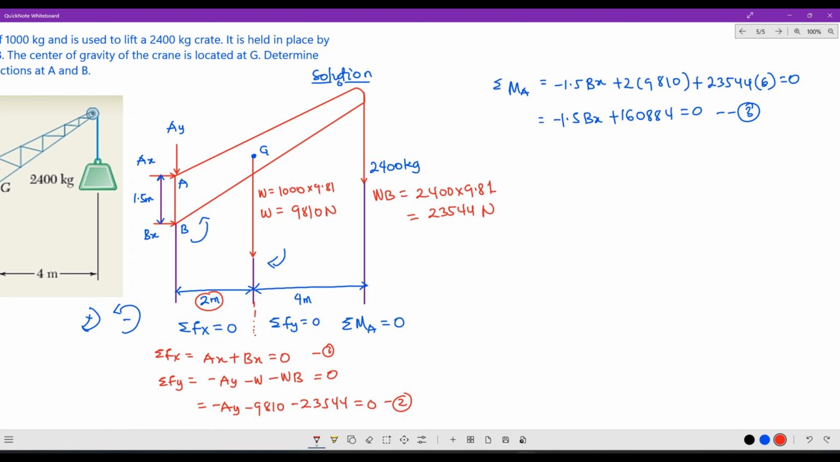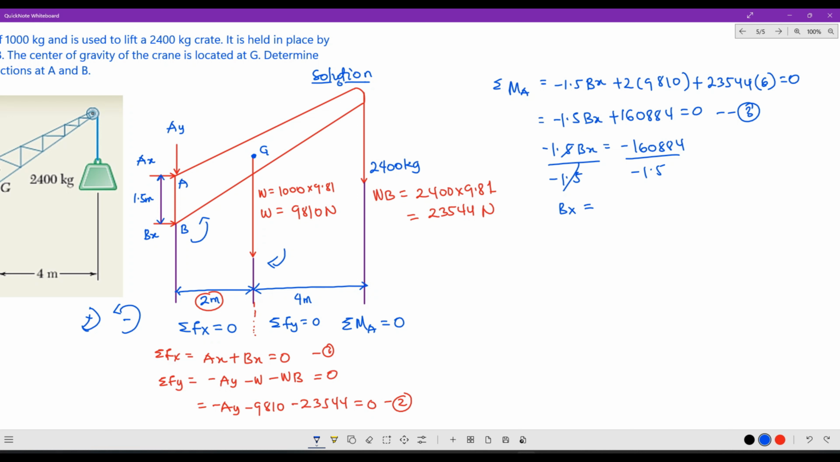So let's look at that. Let's focus on equation 2. From equation 2, you're going to have minus AY. I already have equation 3 ready, so let's finish equation 3. From equation 3, I'm going to have minus 1.5 BX equal to minus 160,884. Now let's divide both sides by minus 1.5, so this will cancel out this. Let's see what you're going to get for BX, which is the reaction at point B.